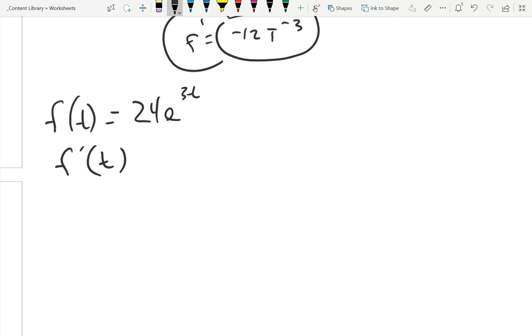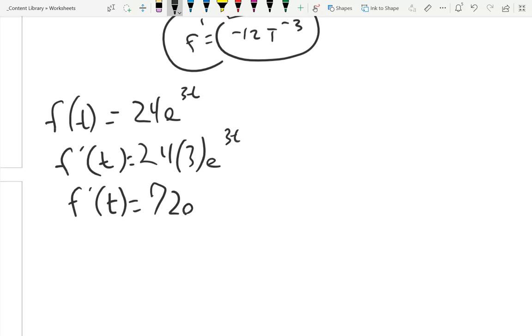The derivative of e to the 3t is e to the 3t times the derivative of the exponent. And the derivative of the exponent is 3 because it's just a constant times an unknown variable. So what you do is you take 24 times 3 e to the 3t. Let's see, that's 72. 72 e to the 3t, and I believe that is the correct answer. All right. That was easy, huh? I did like that one.